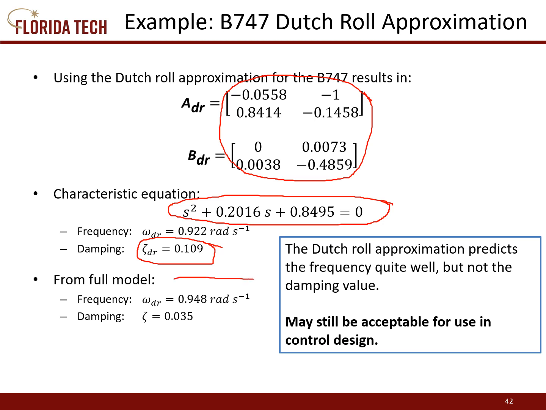So from the full model, not too bad. So similar frequency, and the real model has a slightly lower damping ratio, but not bad. So it worked fairly well for the Dutch roll. Maybe not the damping ratio so much, but pretty close and acceptable enough to use for a control system design.